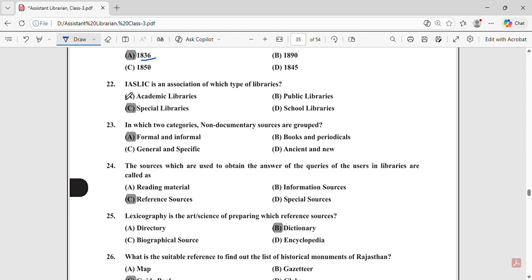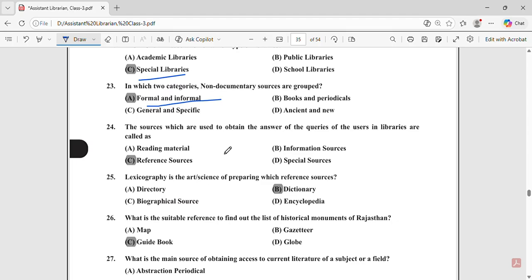IASLIC is an association of which type of library? That is special libraries. In which two categories are non-documentary sources grouped? Formal and informal. The sources which are used to obtain the answer of the queries of the user in library are called as the reference sources.